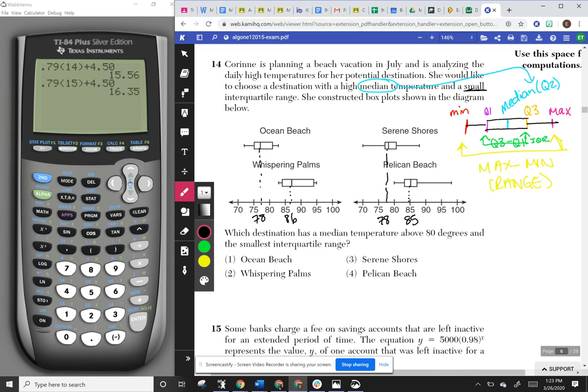Okay, so which destination has a median temperature above 80? So that gets rid of Ocean Beach, and it also gets rid of Serene Shores. Now, Whispering Palms and Pelican Beach both have a median temperature above 80, but the one with the smaller interquartile range is Pelican Beach, since our quartiles are closer together. So the answer is Pelican Beach.